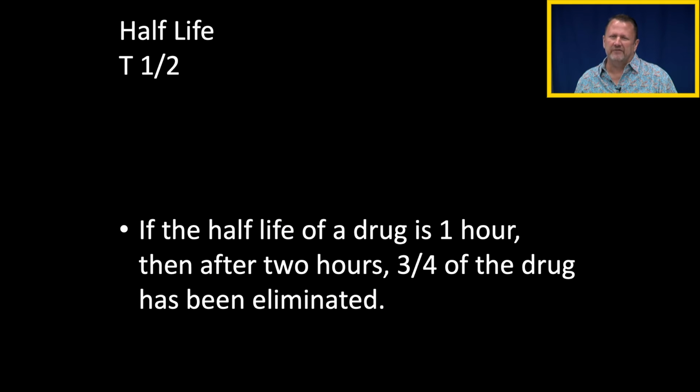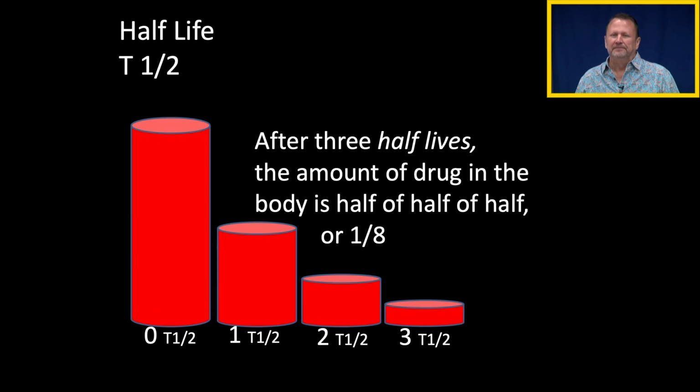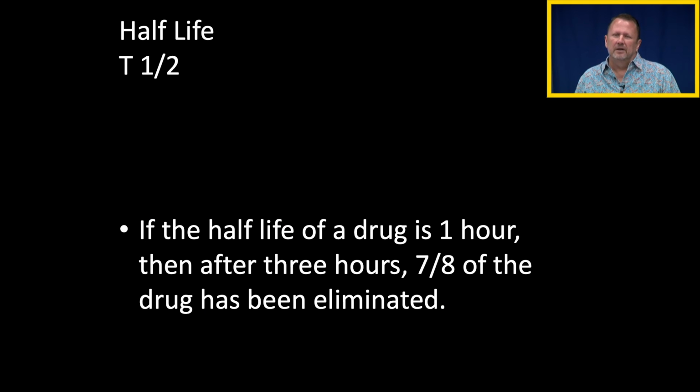All right, so if the half-life of a drug is 1 hour, after 2 hours, 3/4 of the drug has been eliminated, meaning 1/4 of the drug remains. All right, well, at the third half-life, we're talking about half of a half of a half, which is 1/8. All right, so after the third half-life, 1/8 of the drug remains, which means 7/8 of the drug has been eliminated. So if the half-life of a drug is 1 hour, then after 3 hours, 7/8 of the drug has been eliminated. If the half-life is 4 hours, then after 12 hours, 7/8 of the drug has been eliminated.